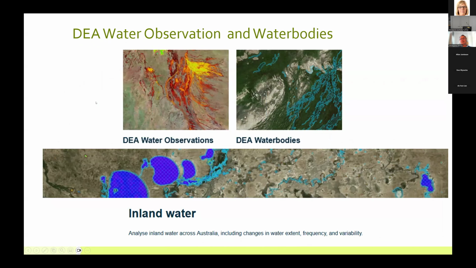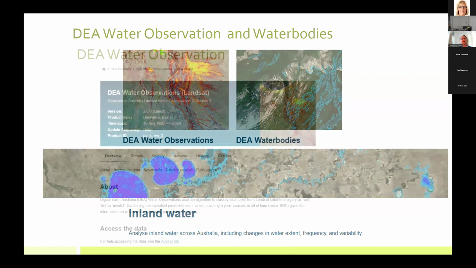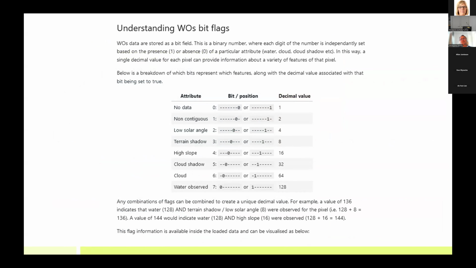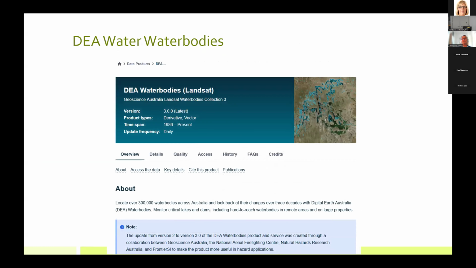Now moving across, because I'm conscious of time, as we mentioned, looking at some of the standard products of water observation and water bodies that Geoscience Australia also produce. We've got the water observation data set, which has got bit flags. We've unpacked that down at the individual bit flag level and get some deeper insights than the standard product that's available on the national map, if you like.